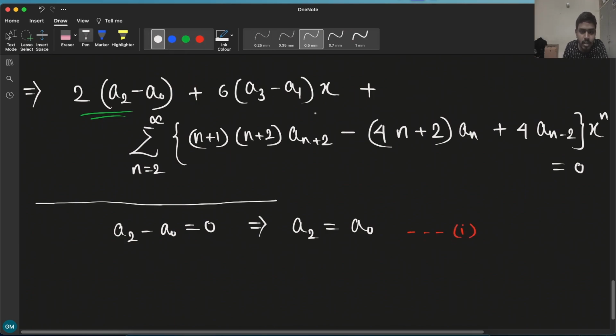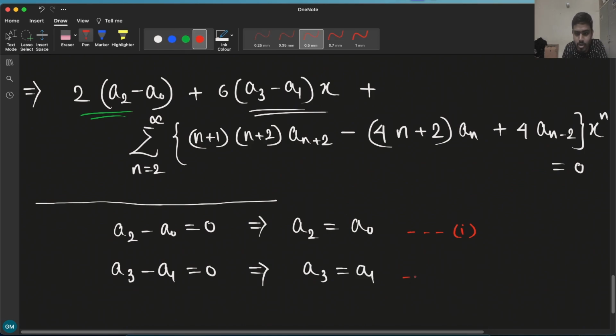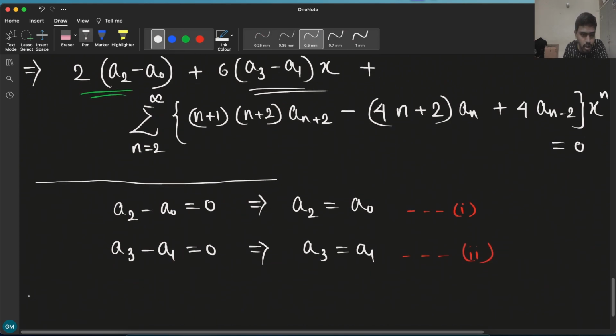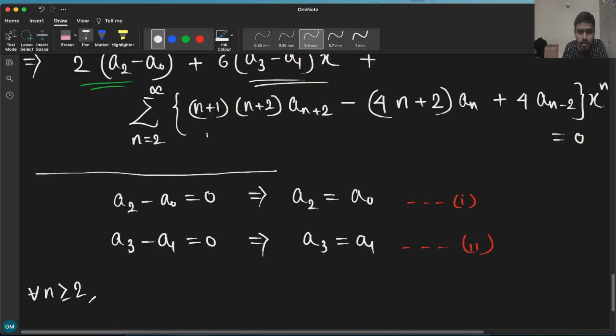If I make the coefficient of the second term, x to the power 1, equal to 0, then we are left with a3 minus a1 equals 0, which implies a3 equals a1. Let me call it equation 2. And for all n greater than or equal to 2, what we have is this term equals 0, right?